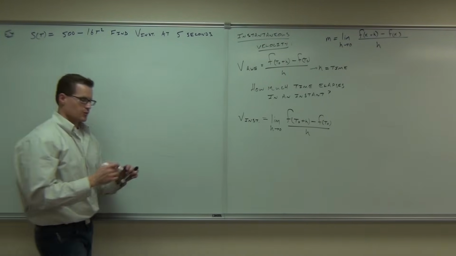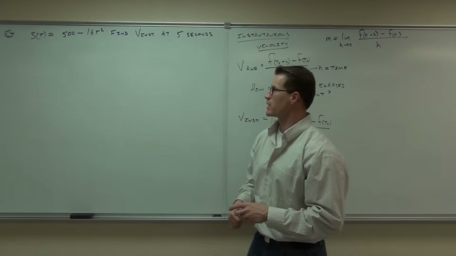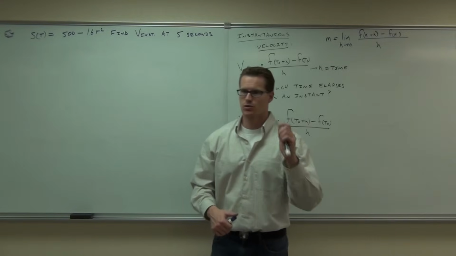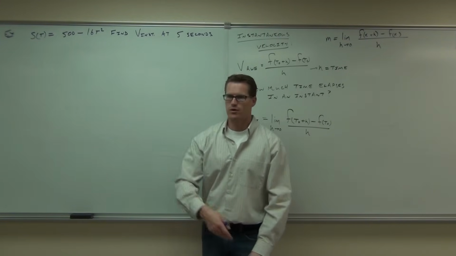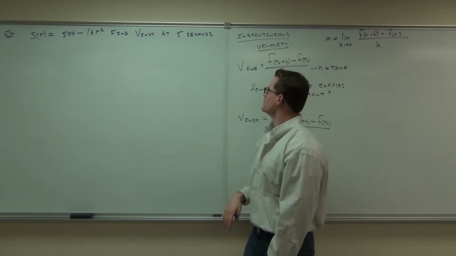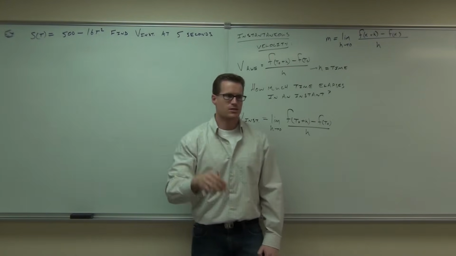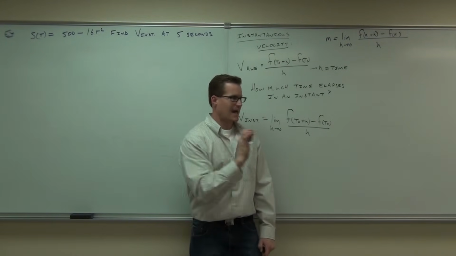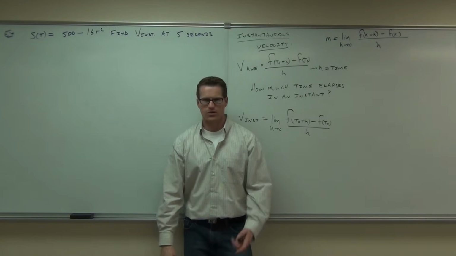Your position curve is S of t equals 500 minus 16t squared. That approximates some gravity curve probably because the negative 16t squared is about how you approximate that. Dropping from maybe a 500-foot cliff or something. I don't know. Find the instantaneous velocity after 5 seconds. So how fast is this thing falling at exactly 5 seconds? I don't want average. I don't want from 0 to 5.